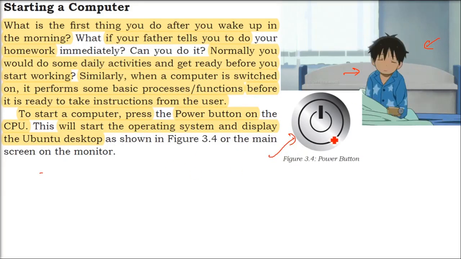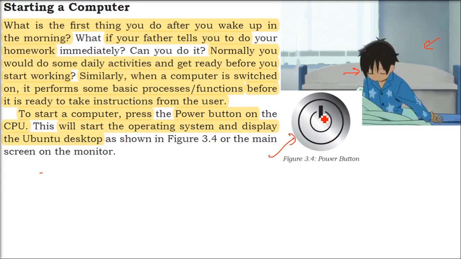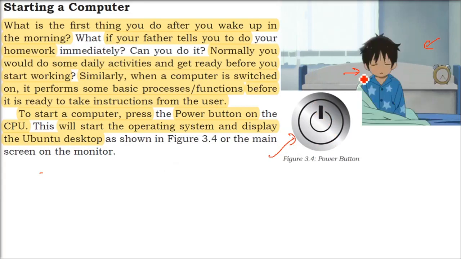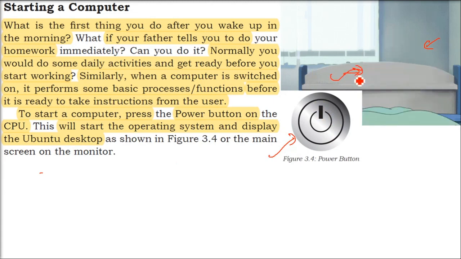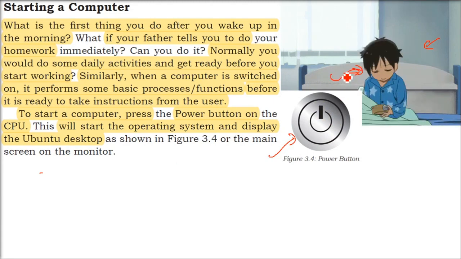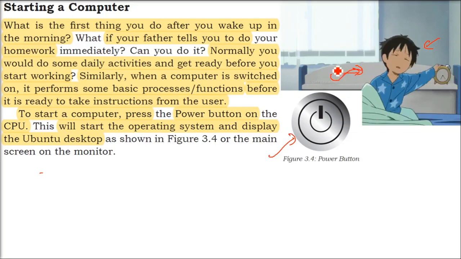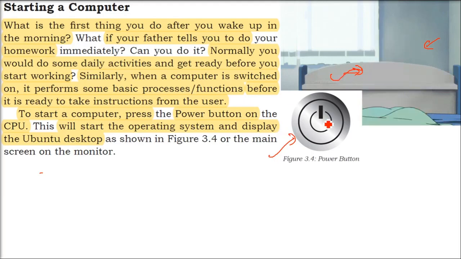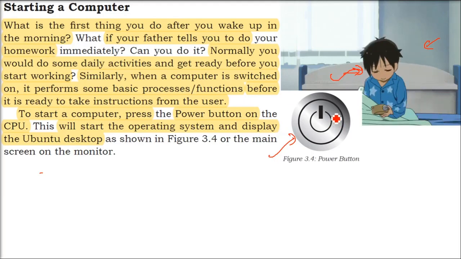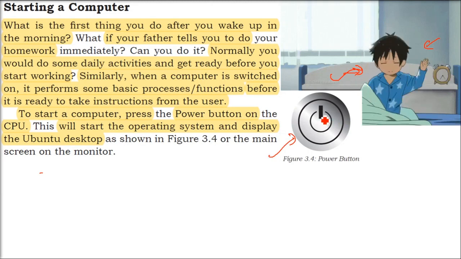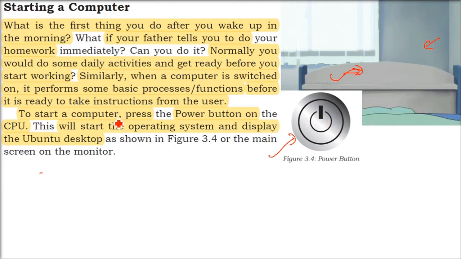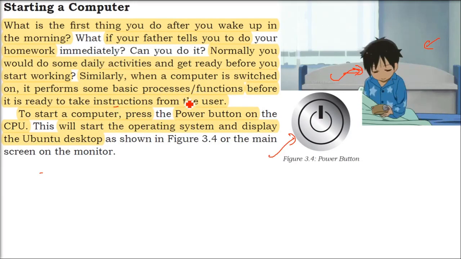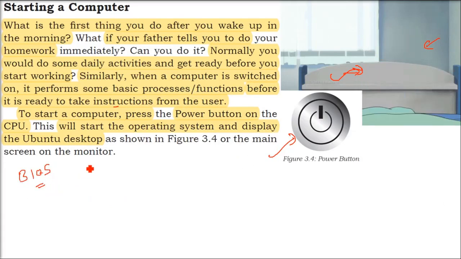When you switch on the computer, you cannot directly give the commands. When the computer is switched on, there are certain basic background processes. The computer has to check all the different parts which make up a computer: the RAM, the ROM, the hard drive, the processor, all the peripheral devices, whether they are working or not. Only then will the computer be ready to take your instruction. So these are the basic processes and functions which are done before a computer can take your instruction.